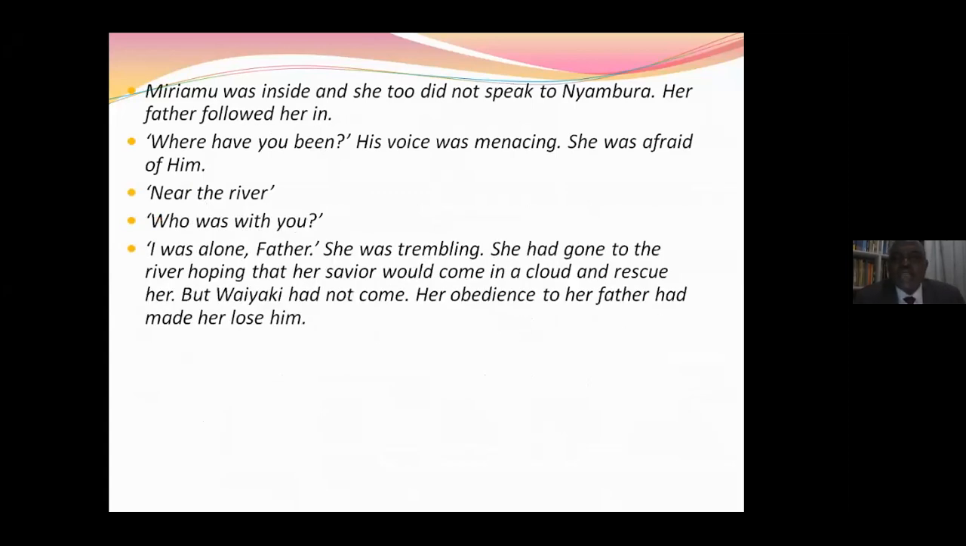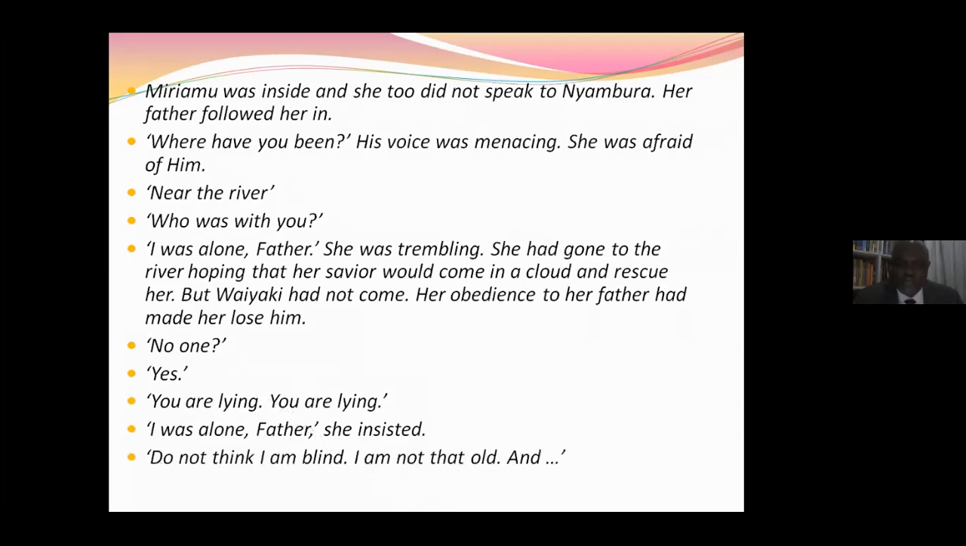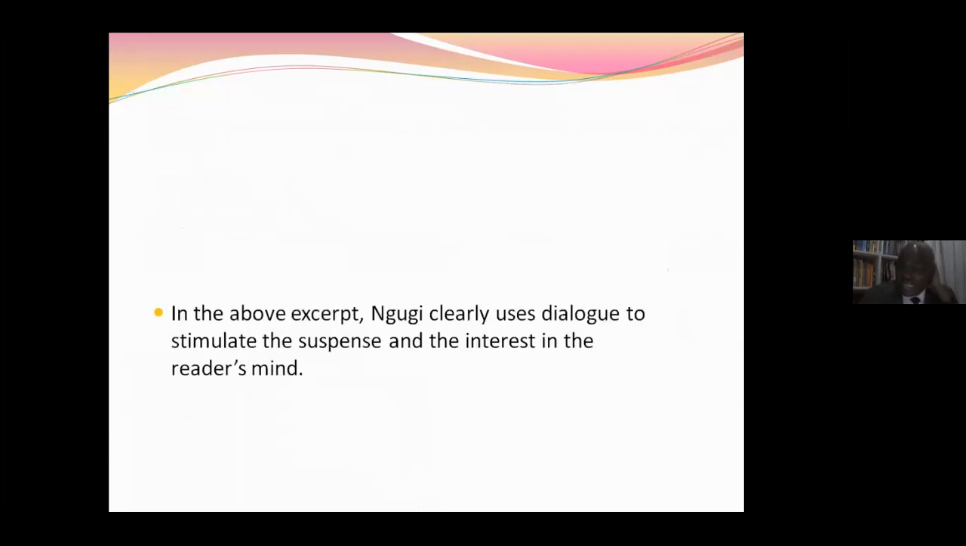Miriam was inside and she too did not speak to Nyambura. Her father followed her in. "Where have you been?" His voice was menacing. She was afraid of him. "Near the river." "Who was with you?" "I was alone, father." She was trembling. She had gone to the river hoping that her savior would come in a cloud and rescue her. But Waiyaki had not come. Her obedience to her father had made her lose him. "No one?" "Yes, you are lying. You are lying." "I was alone, father," she insisted. "Do not think I'm blind. I'm not that old."